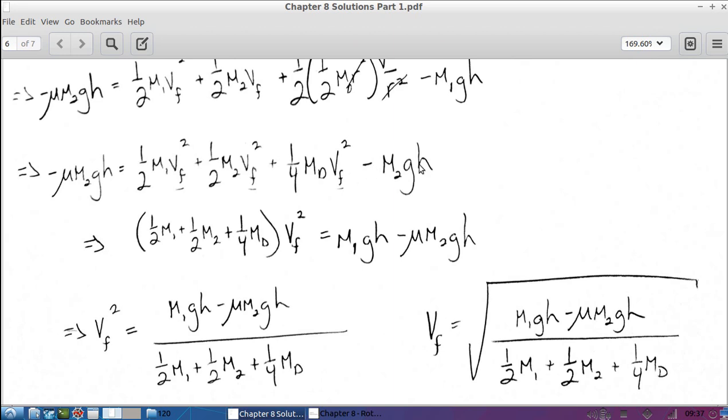So I'm going to add M2GH to both sides, right? M2GH, sorry, that's a 1. I got a couple mixing up my subscripts, so sorry about that. So this is M1GH, okay? So I'm going to add M1GH to both sides, right? So I'll get M1GH minus mu M2GH on one side, and then all my terms with V final squared are on the other side, okay? So I'm ready to factor out a V final squared. When I factor out my V final squared, I'm left with the 1/2 M1 plus 1/2 M2 plus 1/4 the mass of the disk. So I'm dividing both sides by this whole thing.